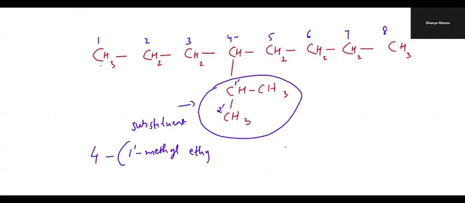And then root word, there are 8 carbon atoms. So octane, there is no double or triple bond. So simply octane. I hope, students, you got an idea how to write the name of the substituent, and the numbering of the substituent.